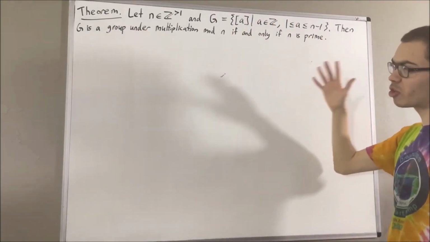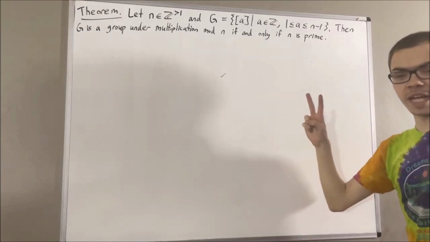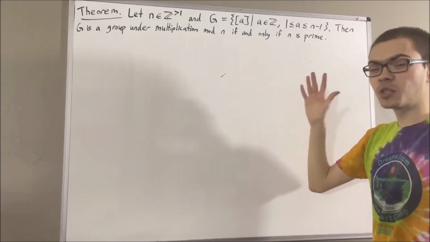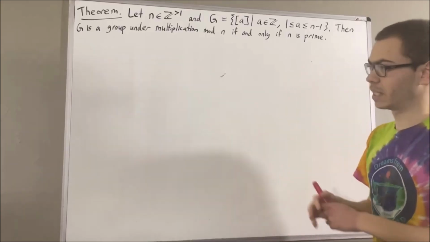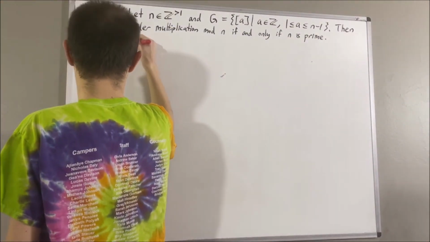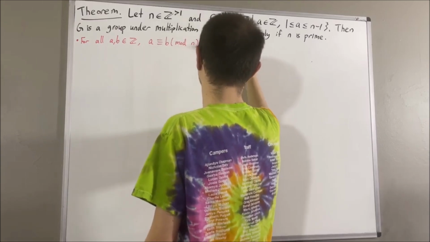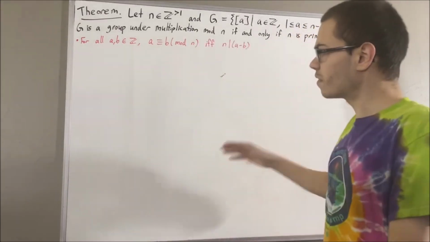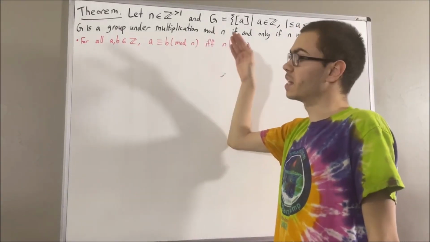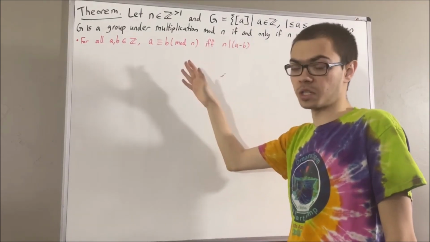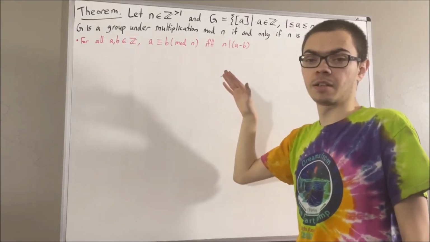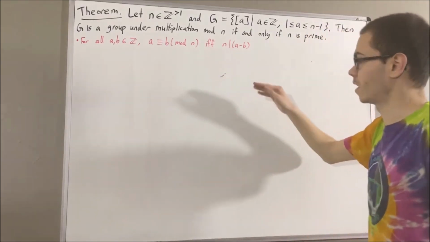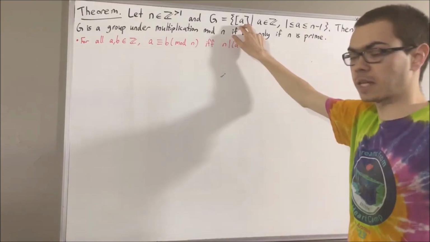Now, first, let's remind ourselves, given any two integers A and B, we say A is congruent to B modulo n if n divides A minus B. And we have shown that congruence modulo n is an equivalence relation on the integers. So each integer has an equivalence class. And for each integer A, we denote the equivalence class of A like this.